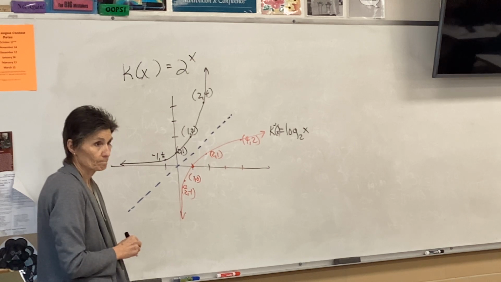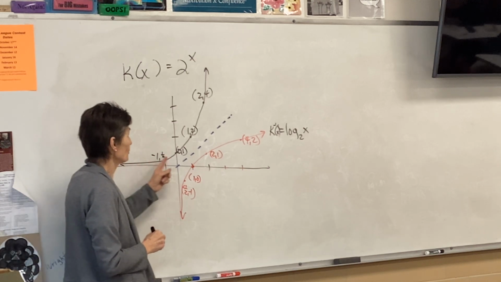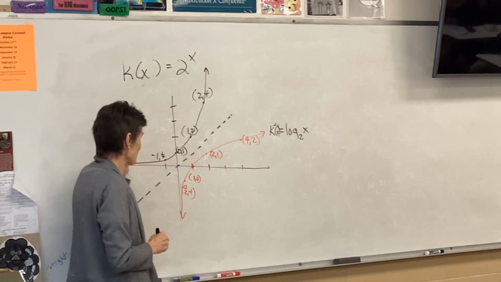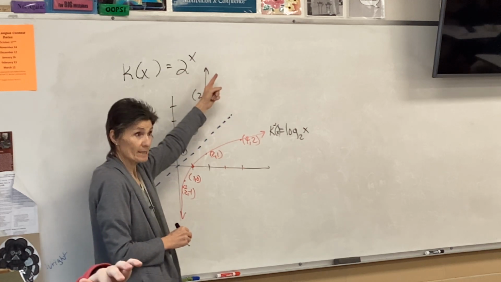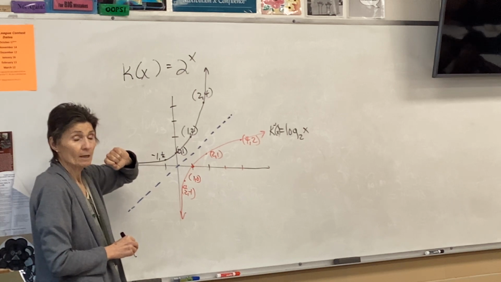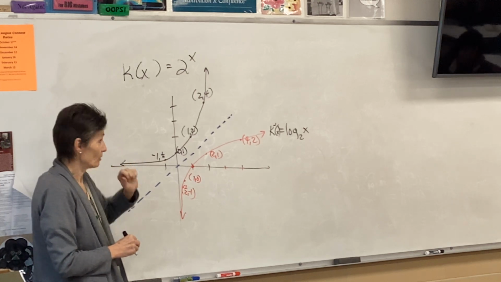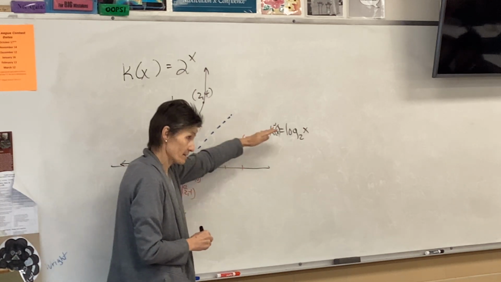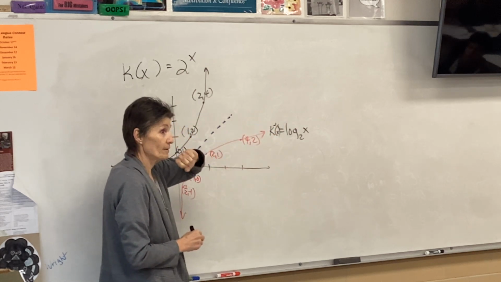Okay? In general, exponential curves increase and are concave up. On the other hand, logarithmic curves increase, but they are concave down.